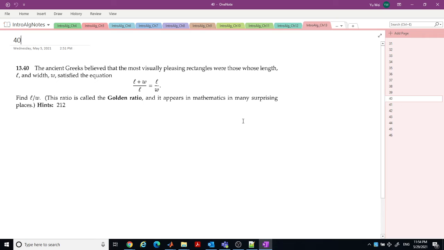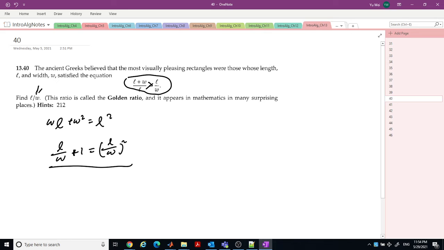Next, we want to solve this golden ratio, right? So now let's make an equation. Okay, let's make a cross product. So it's WL plus W squared is equal to L squared, right? And let's divide by W squared on both sides. Okay, so L over W plus 1 is equal to L over W squared. So the L over W is what we want, right? So L over W equals t.